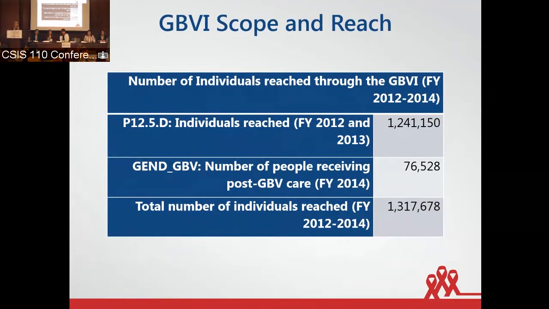You can see the numbers are considerably lower for GEND-GBV. This is due in part to the scope of the indicator, which did not include the prevention interventions that would have been captured under 12.5D.